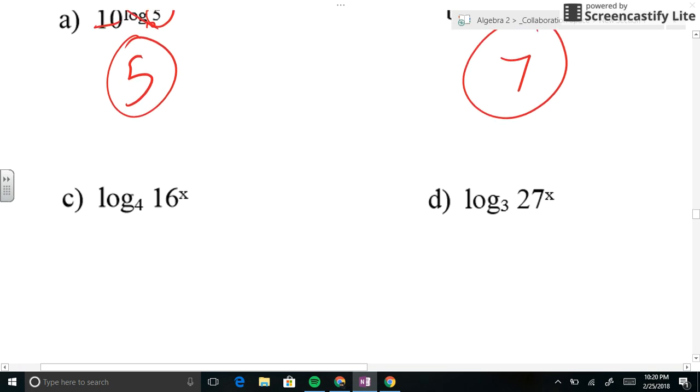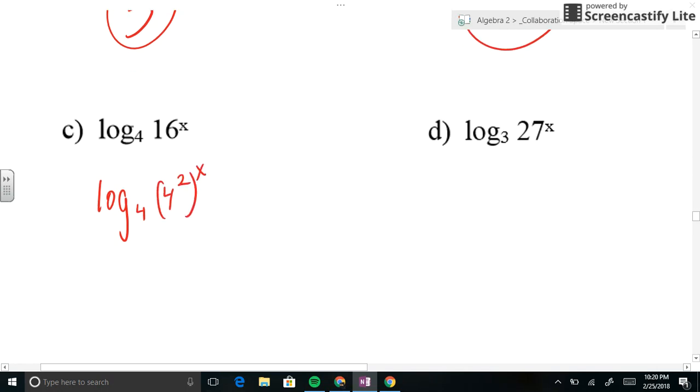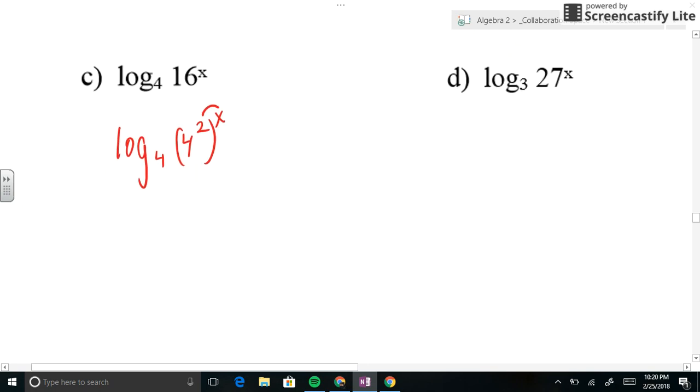Then we got a log base 4 of 16 raised to the x. Well, log base 4 of 16. Well, I can write 16 as 4 squared. And then I want to raise that to the x. Well, here I could just distribute the exponents. So I got a log base 4 of 4 raised to the 2x. Now I have a log base 4 of 4, a log base 4 and a base of 4. Those are opposites, so they cancel each other out. So the answer to this expression is 2x.